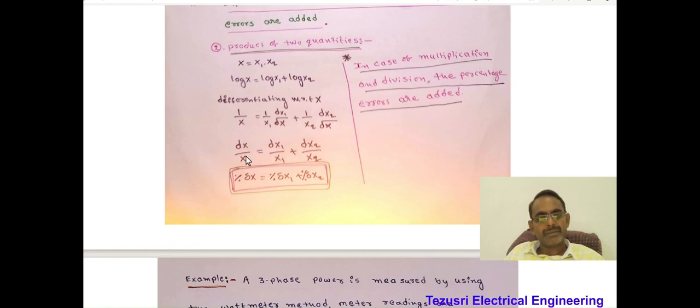We multiply with 100 on each term. Then the resultant percentage of limiting error equals the percentage of limiting error in x1 plus the percentage of limiting error in x2. That means we conclude that in case of multiplication and division, the percentage errors, or relative static errors, are added.